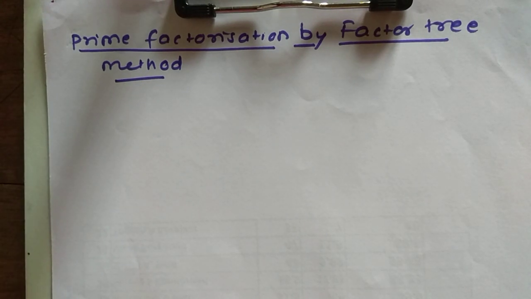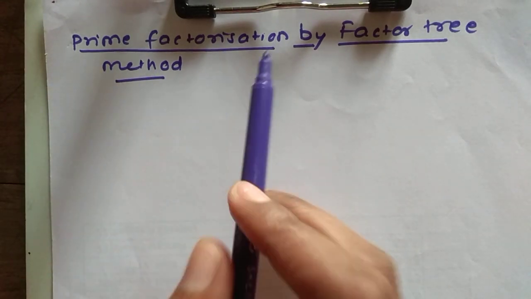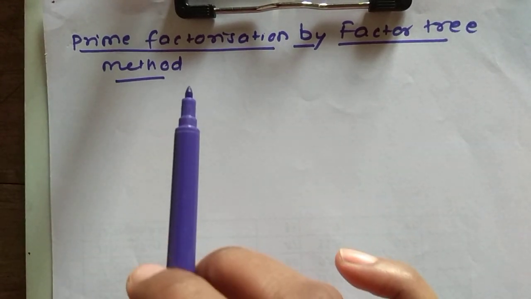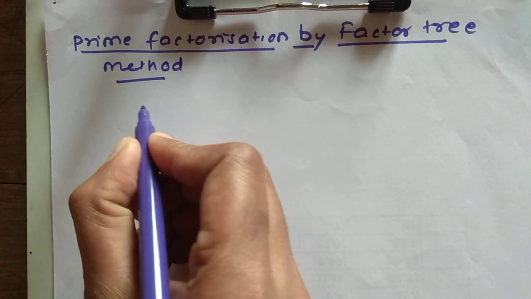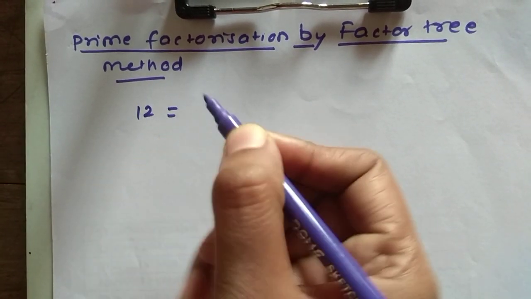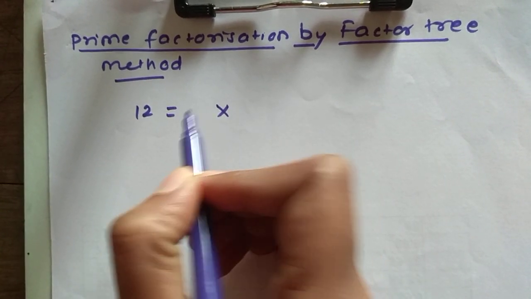Today in this video I am going to explain how to do prime factorization by the factor tree method. This is the easiest method of doing prime factorization of any number. Let me explain what factorization is. Factorization means writing any number as a product of its factors. Let us take an example. I'll take the number 12. You have to write 12 as a product, meaning multiplication, of its factors.